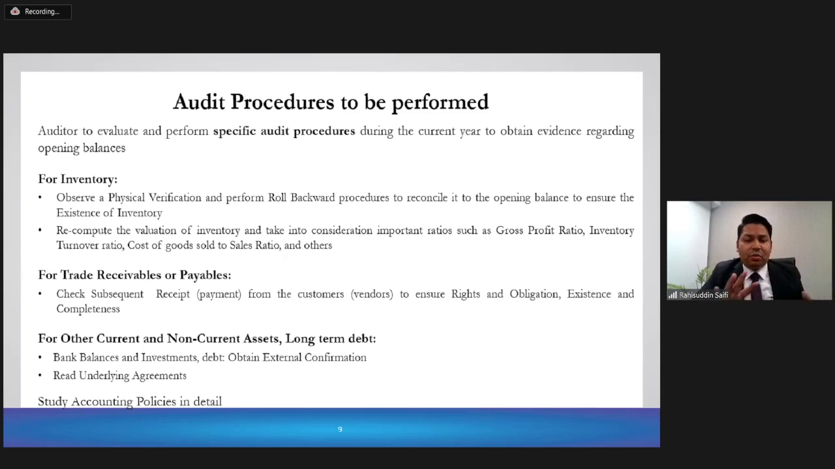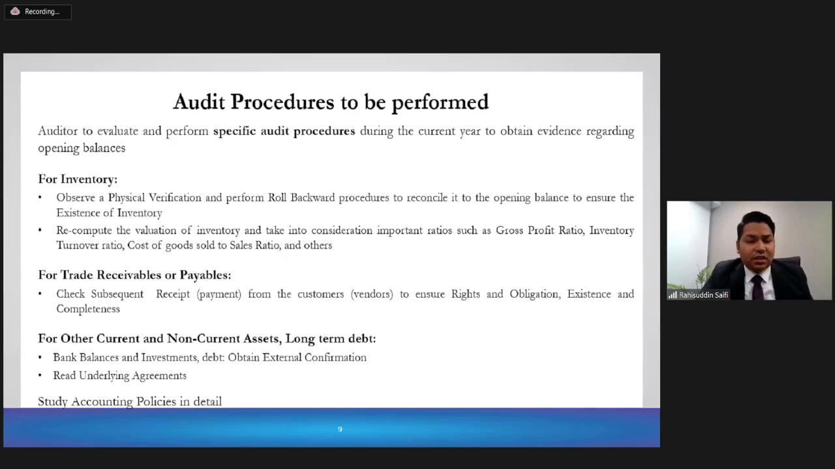So we need to check whether the ratios are in order, and we need to ask management to provide adequate reasons. It should not be casual replies like the accountant is giving. These responses should come from the senior staff of the company, say the MD or the director of finance at least.